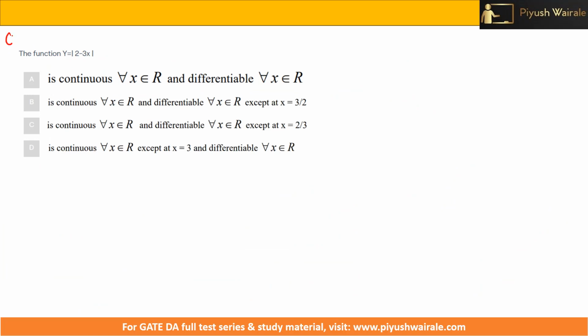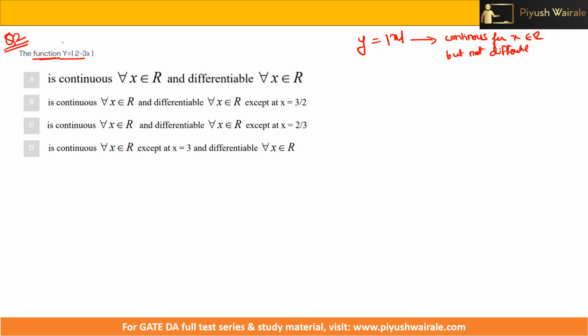Okay, so this is question number 2. The function y equals mod of 2 minus 3x, right? So we need to check whether it is continuous or differentiable, right? So in the previous example, we discussed y equals mod of x, right? So we know that it is continuous for all x belonging to R, but not differentiable.